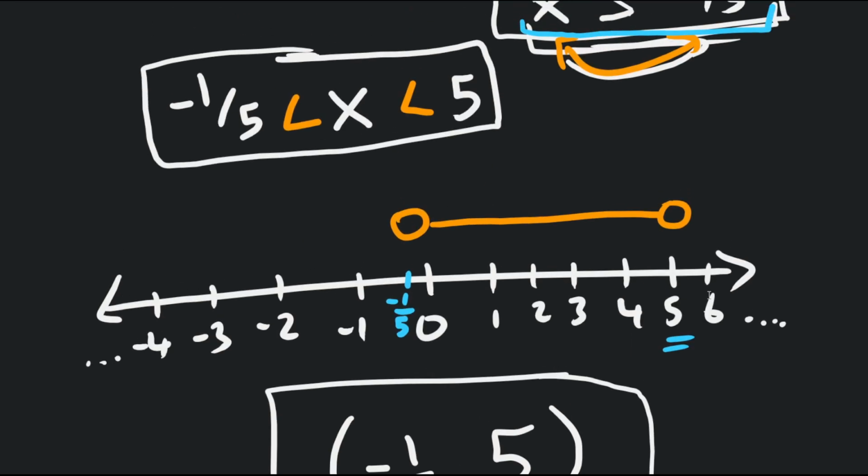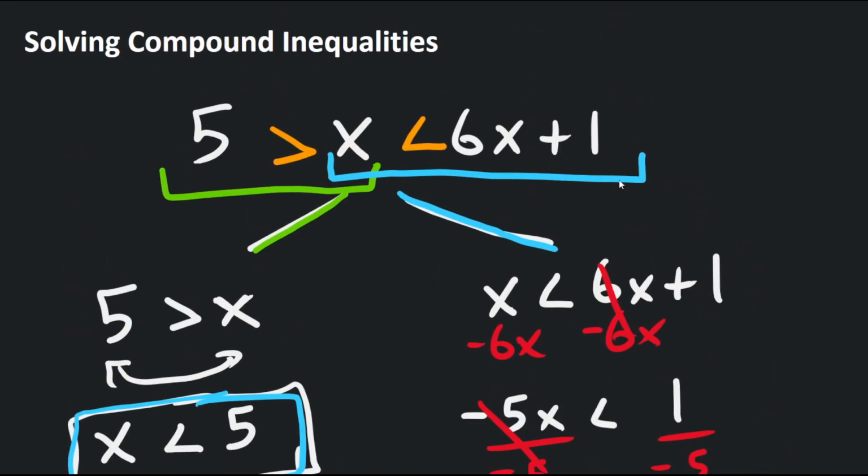So this ultimately is the solution to our original compound inequality, 5 is greater than x, and x is less than 6x plus 1. And that is how we solve that compound inequality.